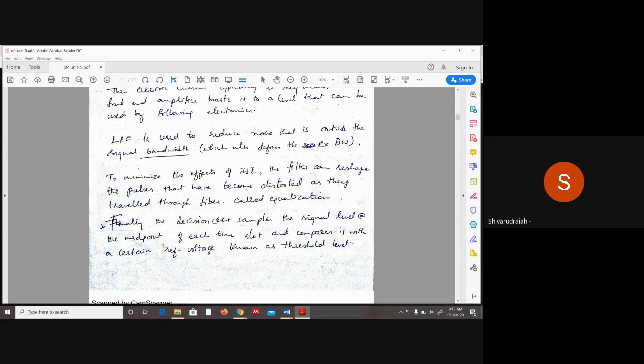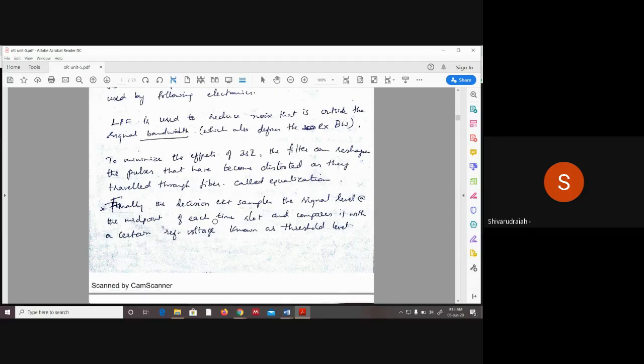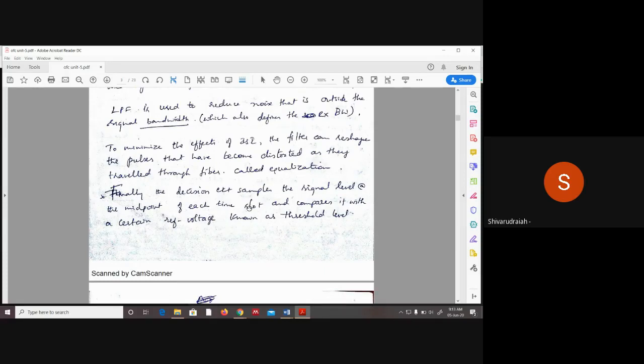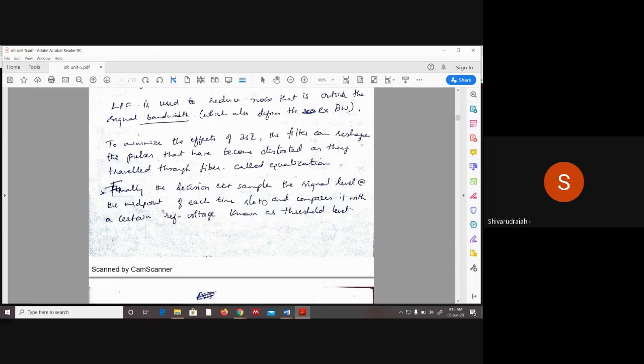So finally, the decision circuit samples the signal at a level at the midpoint of each time slot. I told you the sampling circuit is going to fix the time slot which is appropriate to that of the original signal time slot. Okay, and the decision circuit is going to sample the signal level at the midpoint of each time slot, and it compares it with a certain reference voltage. Comparing with a certain reference voltage is nothing but fixing the threshold. Okay, so the certain reference is known as the threshold level. That is the function of the decision circuit.